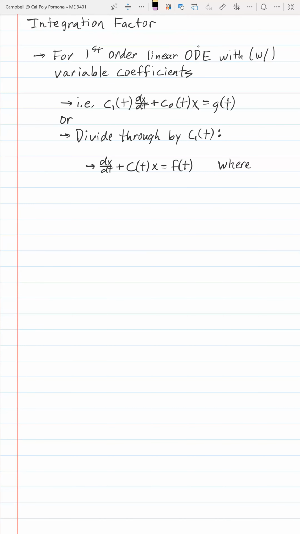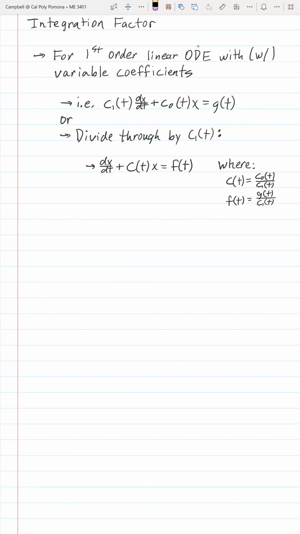Okay, and so you can see that we've substituted a couple things in. We have C of t, of course, is now equal to C naught of t over C1 of t. And we have f of t is equal to g of t, again, over that same C1 of t. Those, of course, are going to be functions of time, even though they may be somewhat complex functions of time.